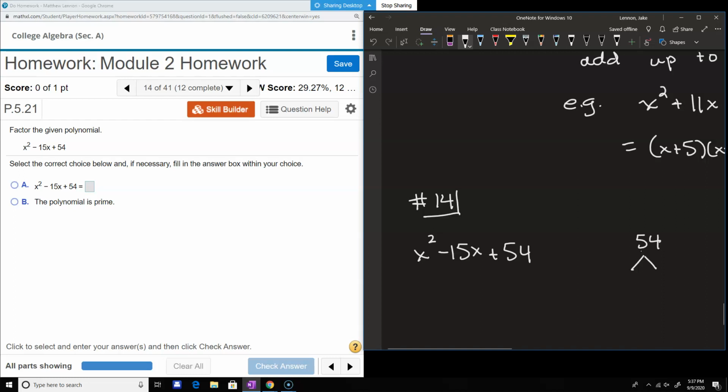So, does anybody know the two numbers? Yes. 9 and 6, but they both need to be negative. So if we do minus 6 times minus 9, we would get positive 54. And if you add those two numbers, you would also get negative 15. So that's exactly how this will factor. x minus 6 times x minus 9.